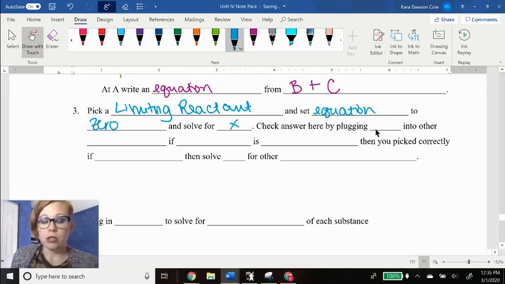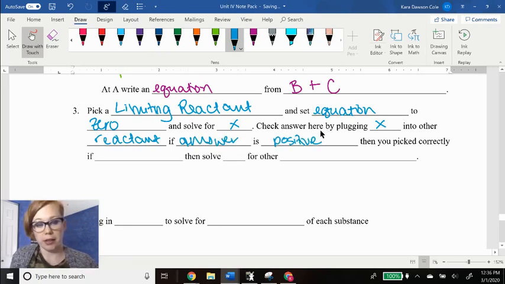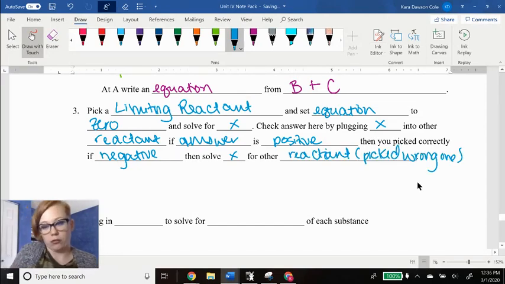Okay, you can check your answer here by plugging the value that you get for x into the other reactant. If your answer is a positive number, you picked your limiting reactant correctly. And if your answer is negative, though, you have to go back and solve for x for the other reactant. You picked the wrong one. Okay, so you picked the wrong limiting reactant.